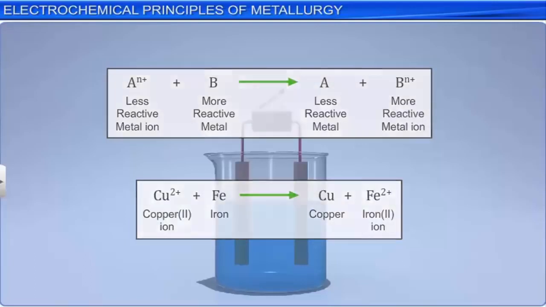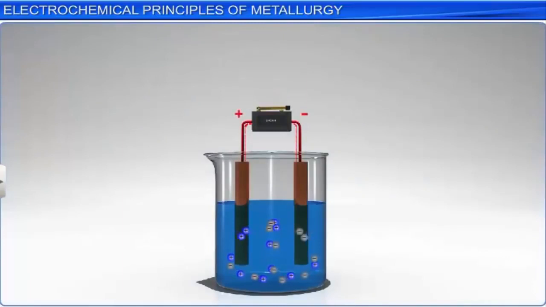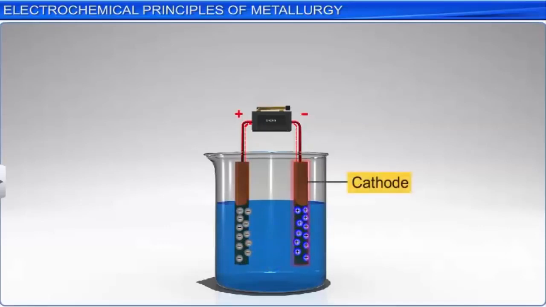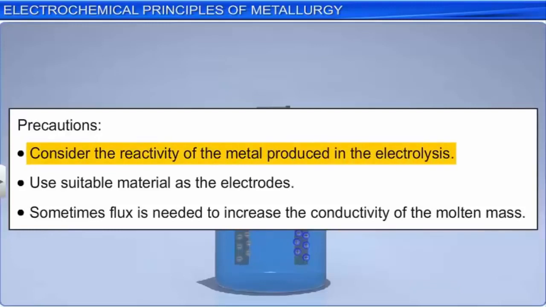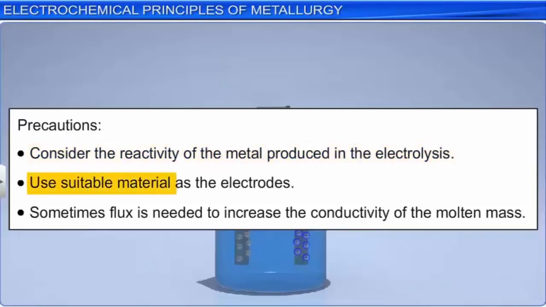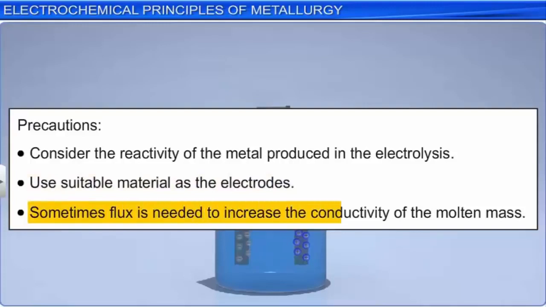In a simple electrolysis process, the positive ions always move towards the negative electrode, called the cathode. For every electrolysis process, we need to take some precautions. Consider the reactivity of the metal produced in the electrolysis. Use suitable material as the electrodes. Sometimes, flux is needed to increase the conductivity of the molten mass.